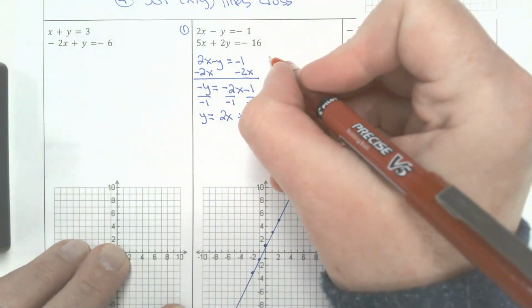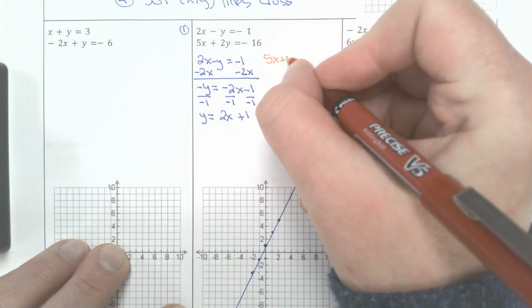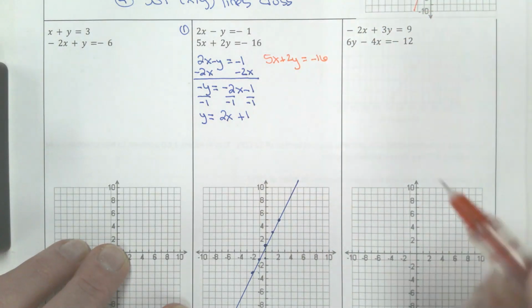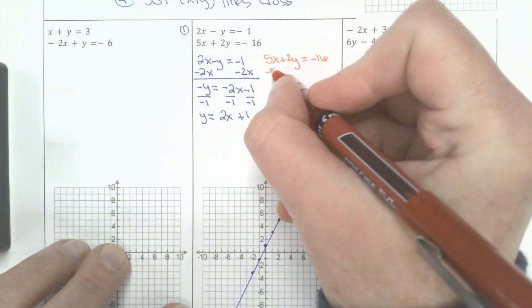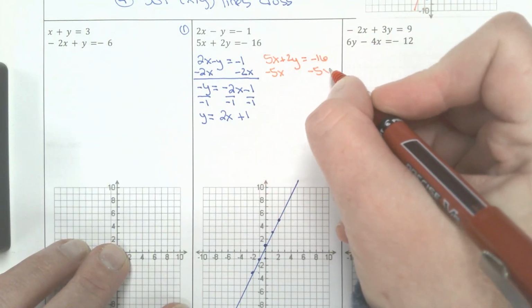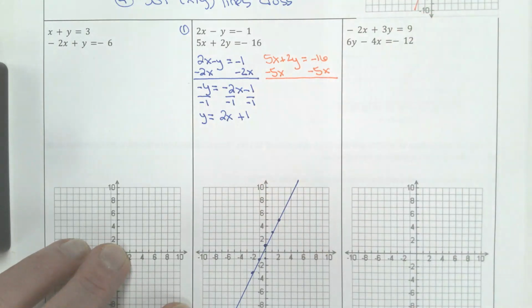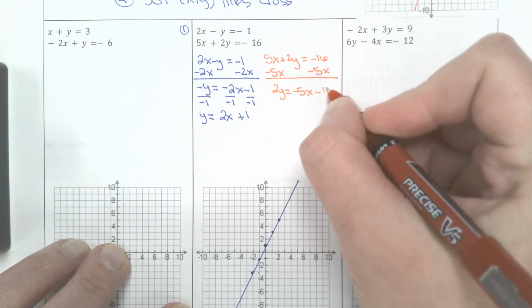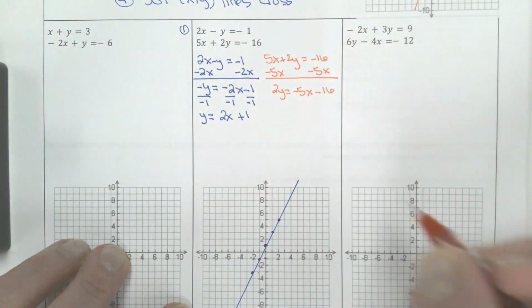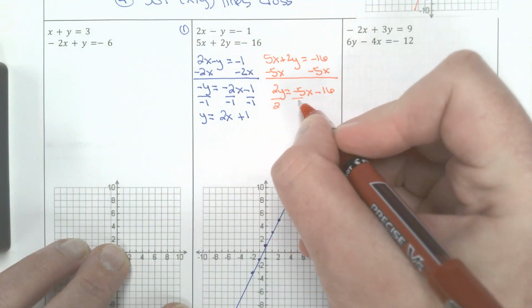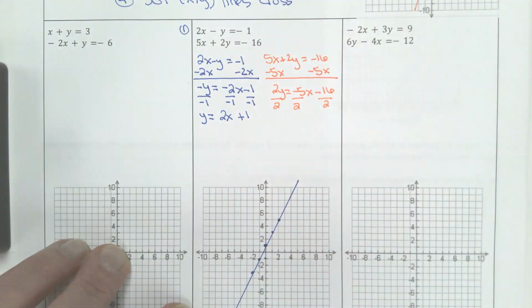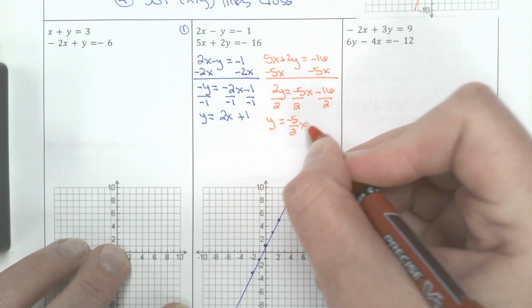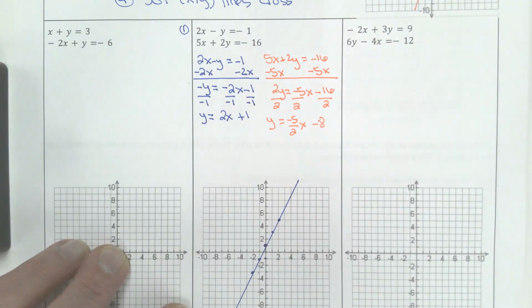Now I'm going to repeat for the other one. 5x plus 2y equals negative 16. So we want it in the form y equals mx plus b. We want y on one side all by itself, so you're going to have to subtract the 5x over. Get 2y equals negative 5x minus 16. You have to get rid of the 2 out in front, so you're going to have to divide every single term by 2. Y equals negative 5 halves x minus 8.